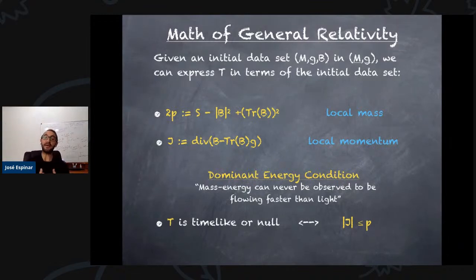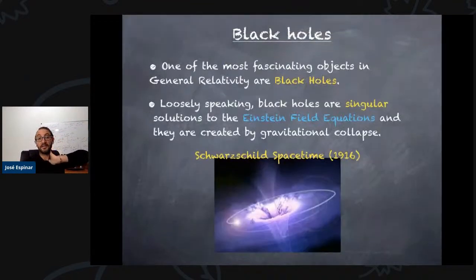And we're going to assume that we have the dominant energy condition. This is a condition that physically makes sense, right? It's only saying that the flow of matter and energy that we have in our universe doesn't travel faster than light. That so far is the way we experience it. Mathematically, what it says is that the norm of the local momentum is less than or equal to the local mass. Okay, but it's impossible to talk about general relativity without talking about black holes, right?